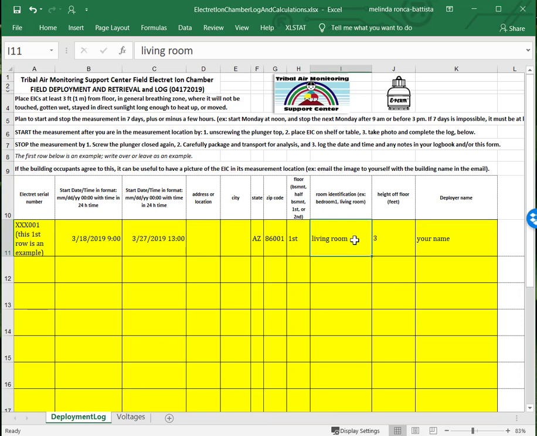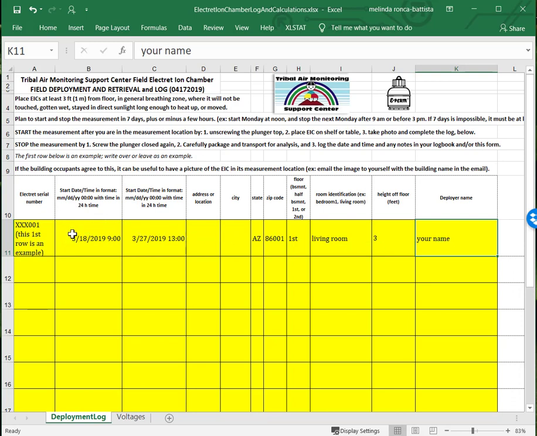and keep in mind they probably shouldn't be made in bathrooms and kitchens where there's going to be a lot of humidity. So if it was off to the side of the kitchen, like an eating nook or a corner of the kitchen where it doesn't get humid, that might be okay. And then the height off the floor, and it should be at least 3 feet off of the floor in general. And then your name, if you've got different people who are going to be doing this with you.